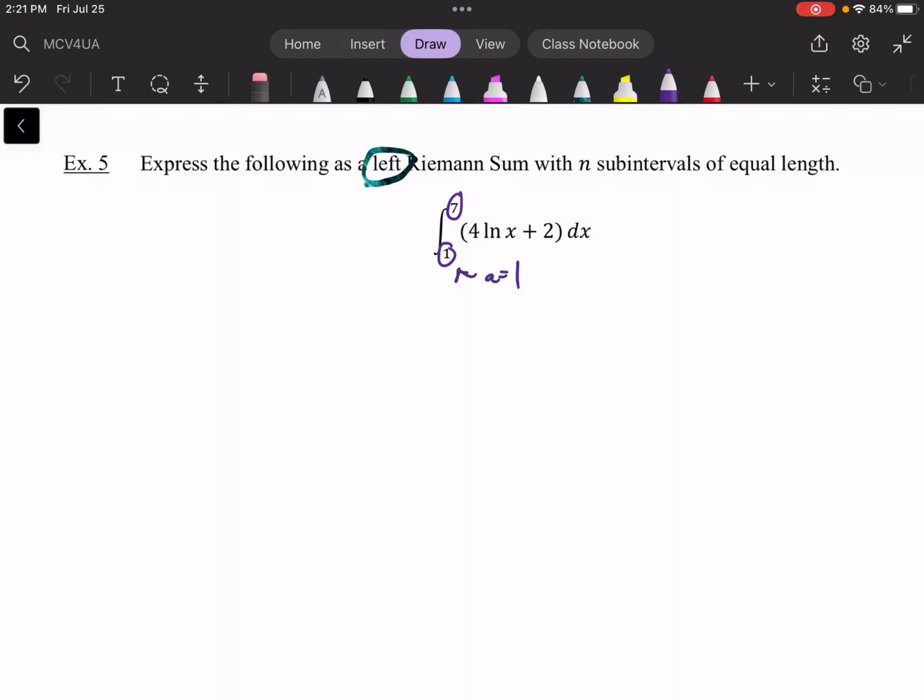Our a value is actually 1, and that has to come into play when we're looking at how it's affecting our x values. Okay, so if our a value is 1, that means b is 7. So now the change in x values is going to be 7 minus 1 over n, or 6 over n. So that's going to be our change in x values.